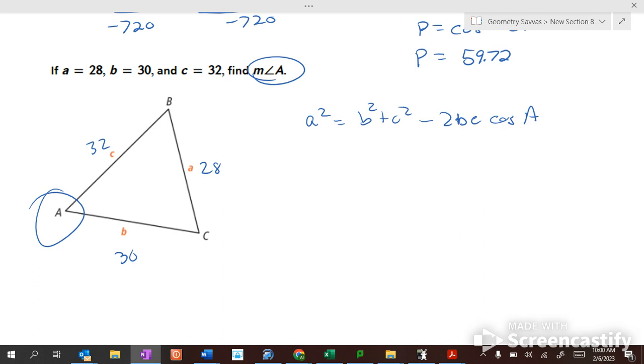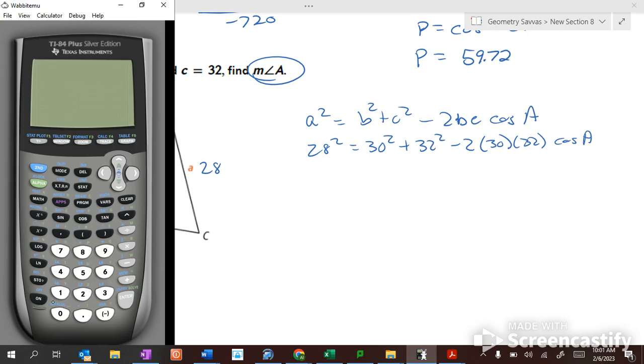Okay? So, A is 28. 28 squared equals B, which is 30 squared, plus C, which is 32 squared, minus 2 times 30 times 32 cosine of A. Okay? Now, some of you smarticuses will figure out that you can take this squared minus this squared divided by all this all in one shot. But if you didn't figure that out, it's too easy to make a mistake if you try that. So, let's just multiply it out and then do the work one step at a time.